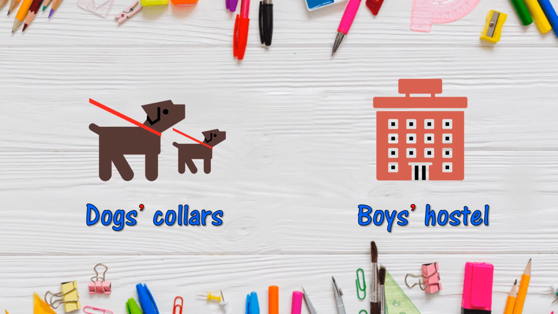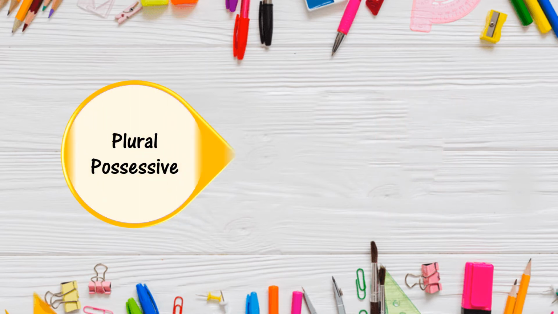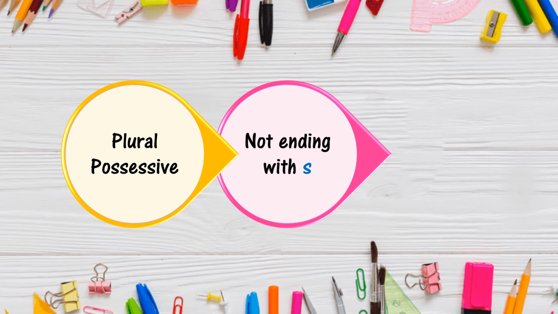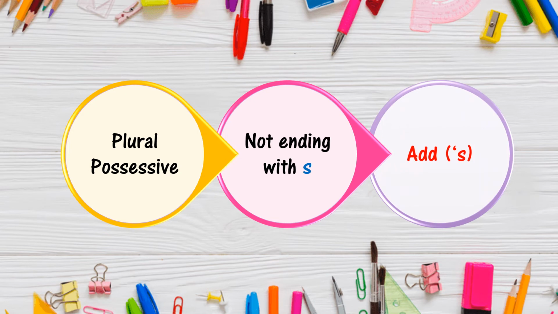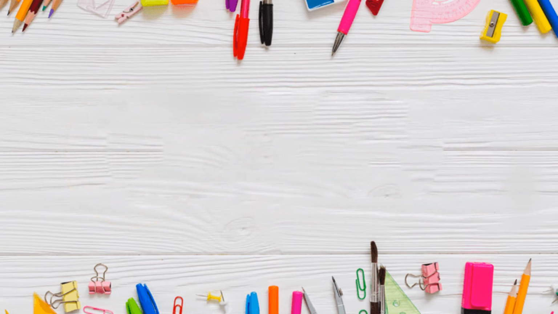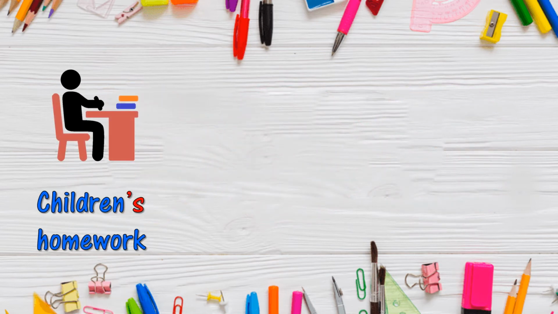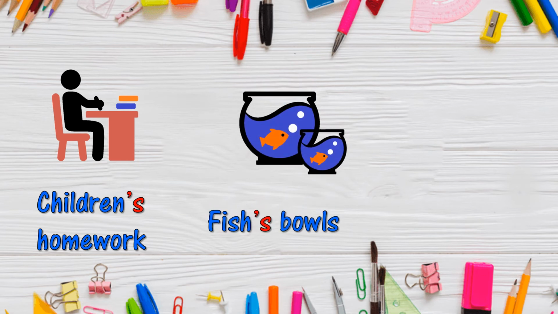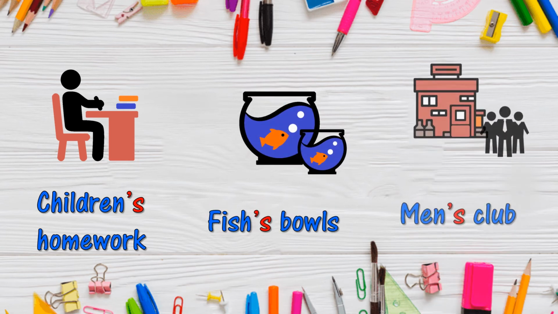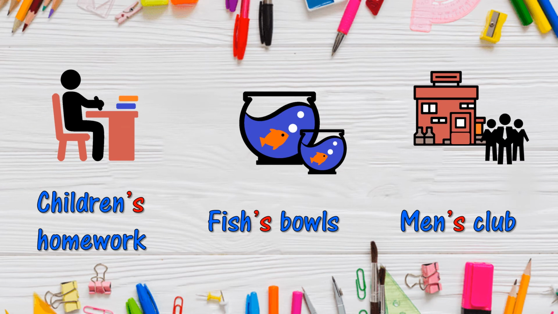Now can you tell me what will happen if the word is not ending with S? We had this in singular nouns, children. Same, we will follow the same thing. We will add apostrophe S to it. For example, children's homework. We have children, then we put apostrophe S. Fish's bowls. Fish, apostrophe S. Men's club. Men, we put apostrophe S. Understood? I hope that the concept is clear to you now.